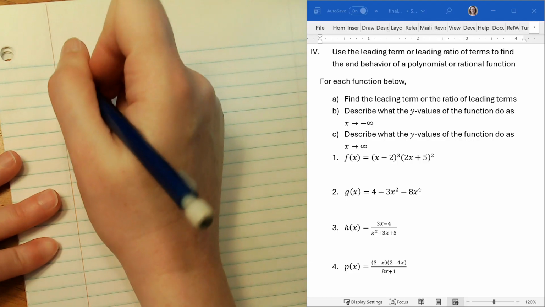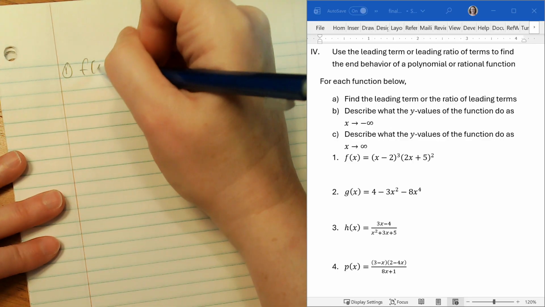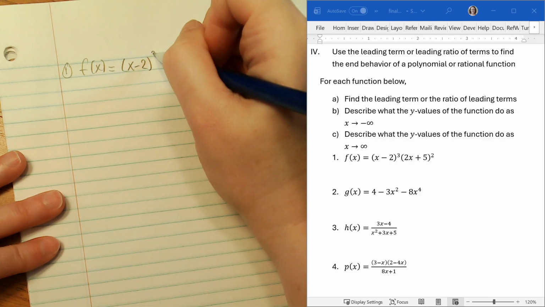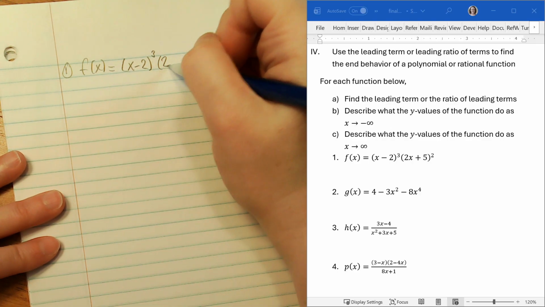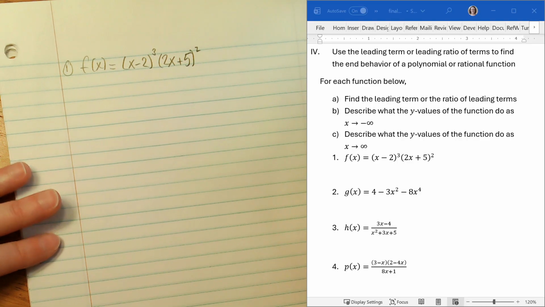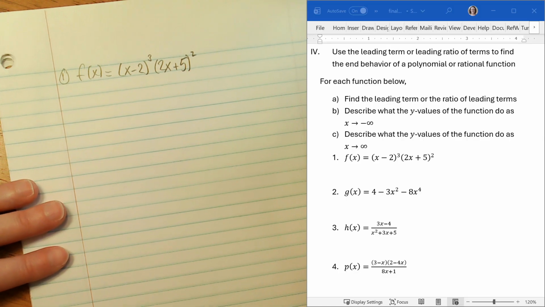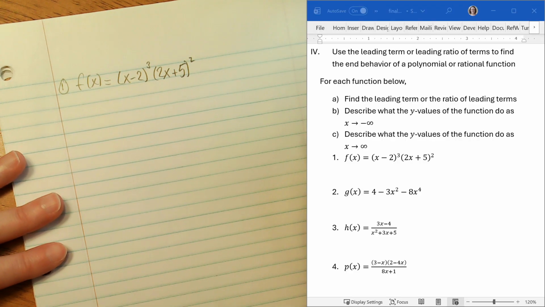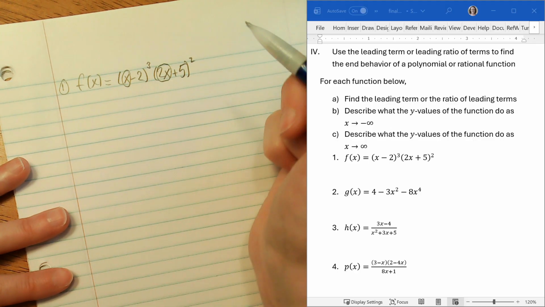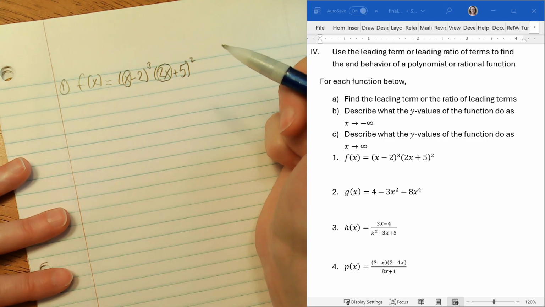So for the first function here, we have f of x equals (x minus 2) squared, (x minus 2) cubed, (2x plus 5) squared. To find the leading term, it's not going to be a ratio because it's not rational. So we'll just find the leading term. You're going to take the leading term from each parenthesis. So for this one, it's 2x, and for this one, it's x. And you do need to worry about getting the coefficient with it because that might change the sign.